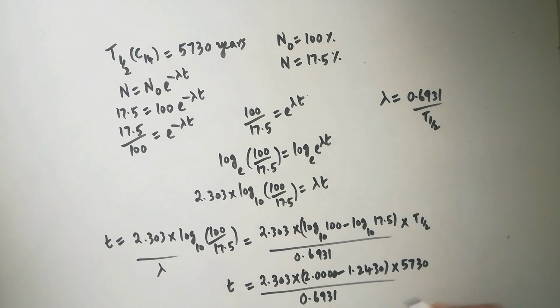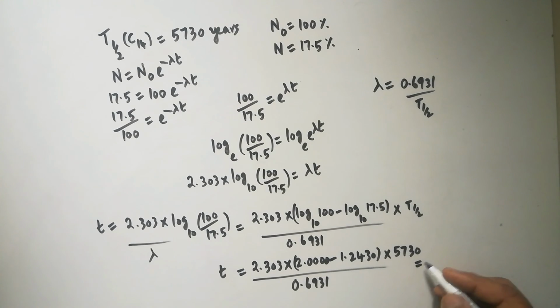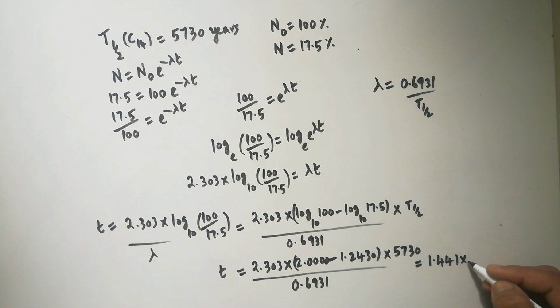Are you clear? After substitution, what will happen? You can calculate it with the help of the calculator. After subtraction and calculation, the answer will be 1.441 into 10 to the power of 4 years. So this is the age of the tree. Are you clear? So with the help of the law of radioactivity, we are able to find the answer. Subtract the values and then multiply, using either log tables or a calculator. The final answer will be this much. Are you clear?